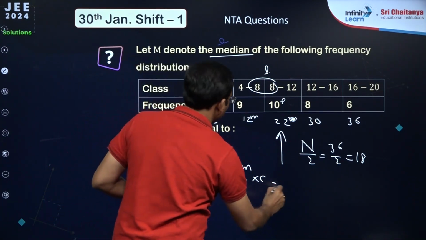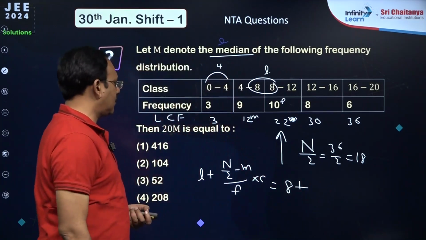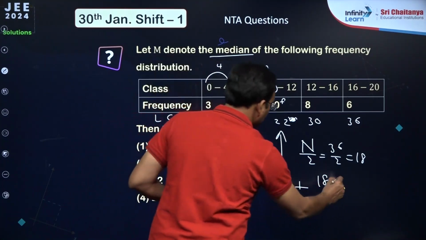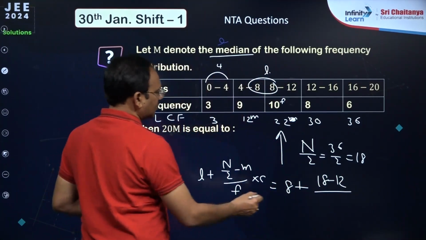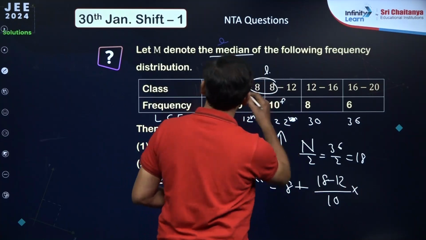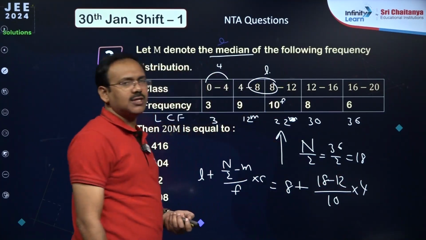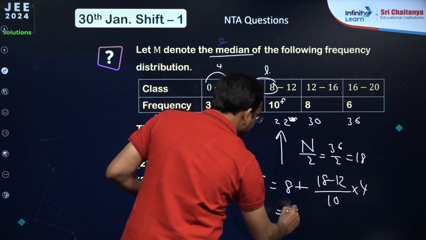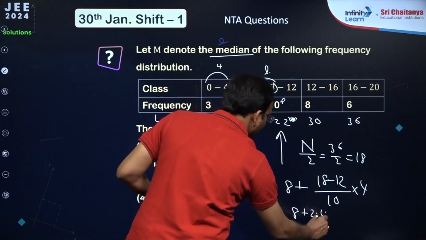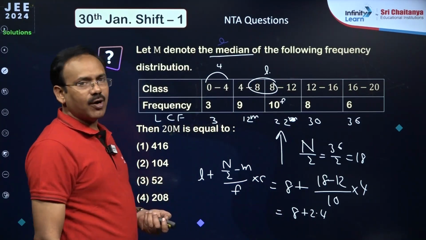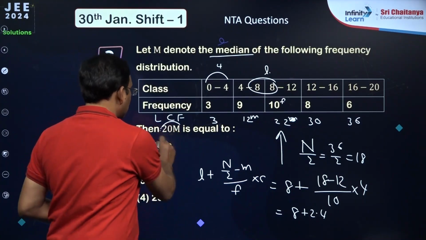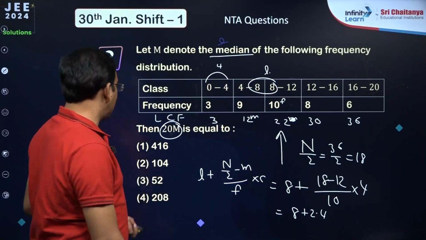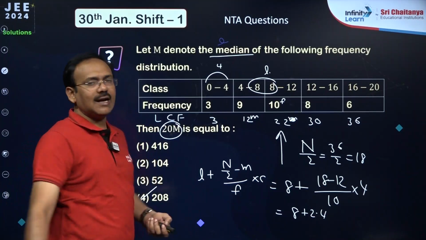So L is going to be 8 plus, you can write, N by 2 is 18 minus M is going to be 12, by F, corresponding frequency is 10, into C is 4. You just compute this, my dear friends. This is 6, 24 by 10, which is, you can write 8 plus 2.4, 24 by 10, that is 10.4, that is, he is asking 20m. 10.4 into 10 is 104, double is 208. Fourth option is the right answer.